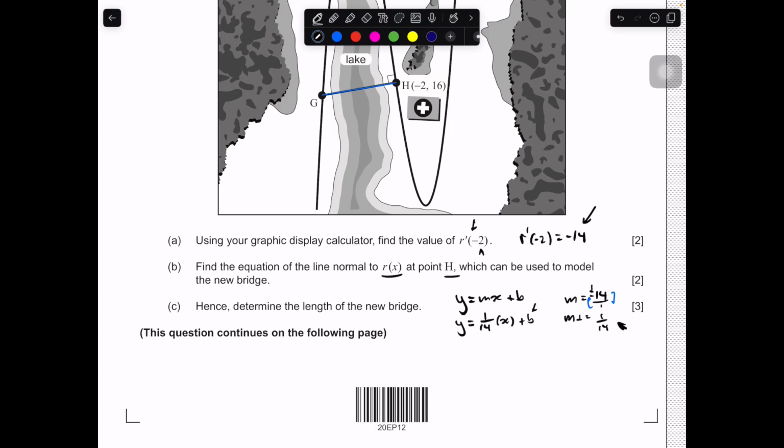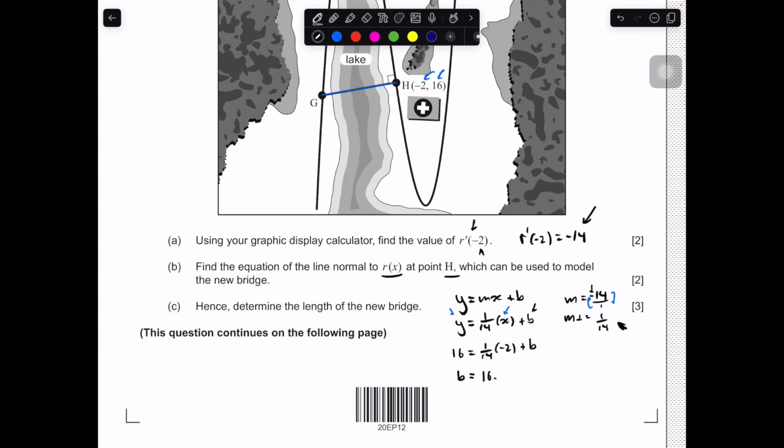We don't know what b is, but we do know a value of x and y that is on the line. So let's substitute x and y into this equation. y is equal to 16, and x is equal to -2. And that should be enough for us to find b. So I'll just work that out. -2 over 14 plus 16.